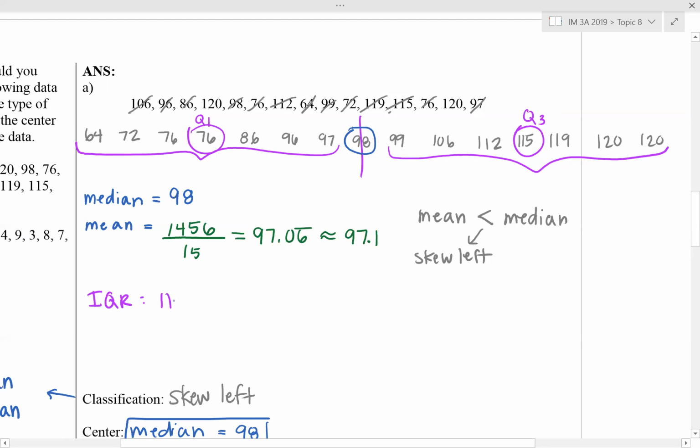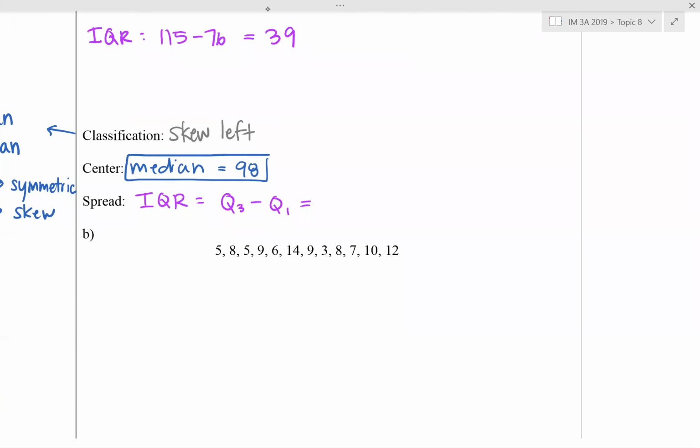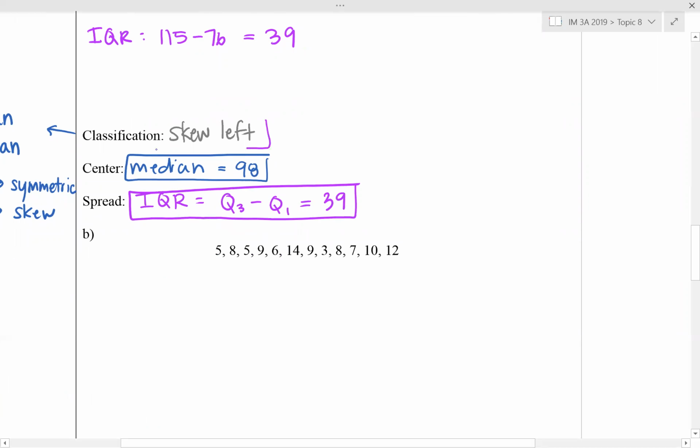So to find IQR, I'm going to do 115 minus 76, which gives us a value of 39. So our measure of spread is going to be 39. So our data set was skew left, which told us to look at median and IQR for the measures of center and spread.